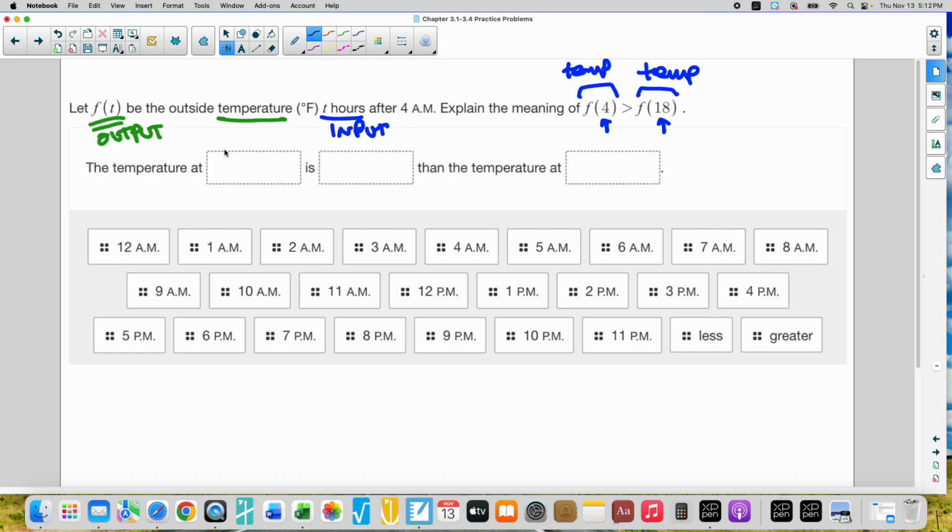So the temperature at 4 hours after 4 a.m., sorry, that's after 4 a.m., so that is going to be 8 a.m., is greater than the temperature at 18 hours. So 12 hours would be 4 p.m., and then we need another 6, so that's going to be 10 p.m. So the temperature at 8 a.m. is greater than the temperature at 10 p.m. That's an interesting place, right? 12 hours, and that's 6 more. Yeah, that's correct.